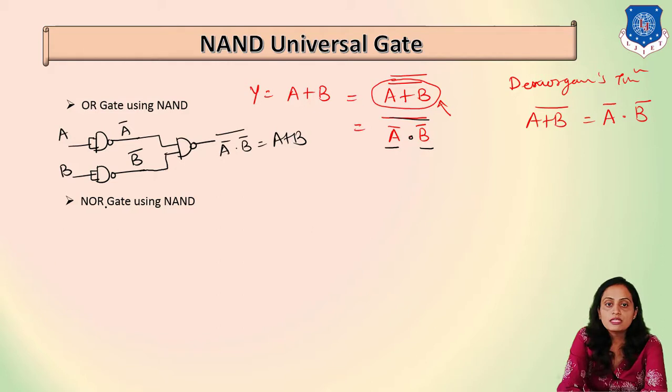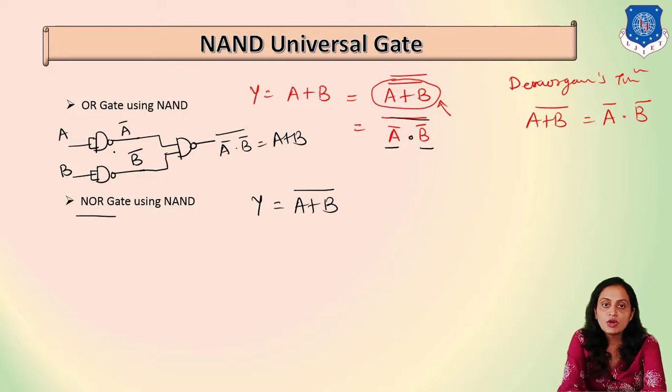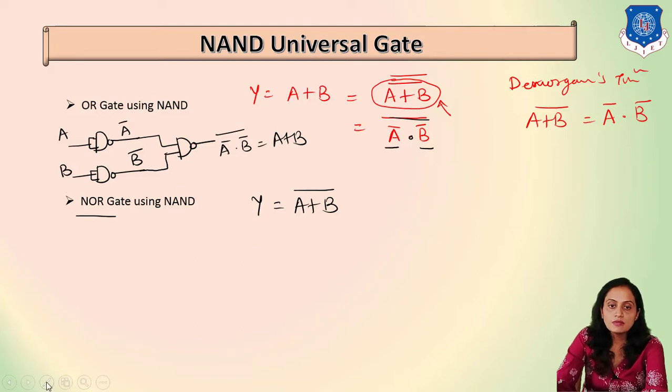Now we will see the NOR gate using NAND gate, and the equation for that is A plus B whole bar. So what we will do? We will use the circuit diagram of OR gate only. We will put just a NOT gate at the output of this. So I will repeat the same circuit diagram which is drawn over here.